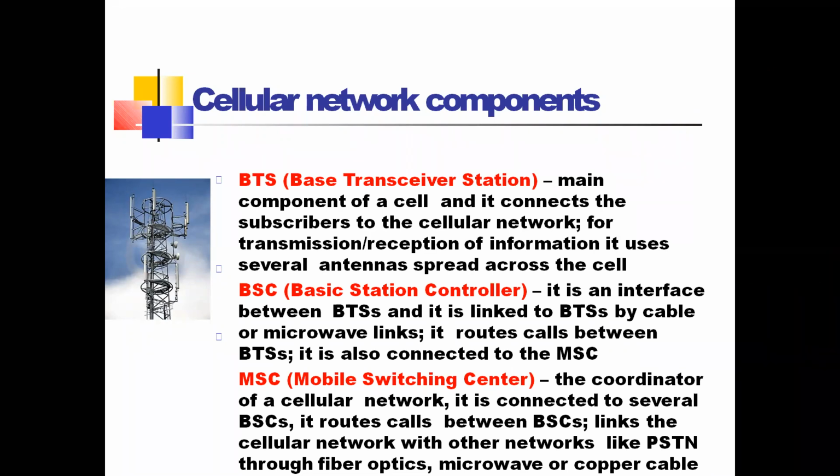That means our mobile phone is directly connected to the base station of the cellular network for transmission and reception of information, right? Our mobile phone is initially connected to the base station. Next one is the base station controller.